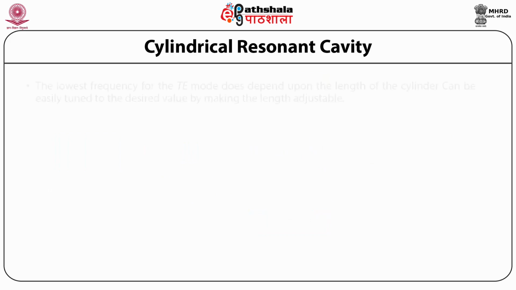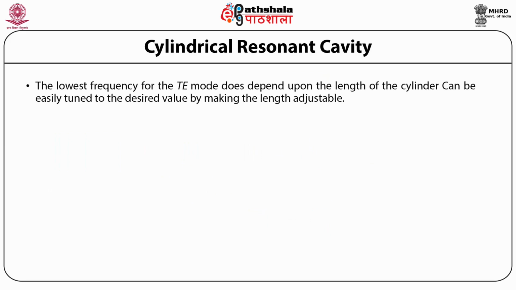So if we look at the lowest cutoff frequency for the transverse electric mode, then we see that this frequency does depend upon the length of the cylinder, in comparison to the fact that for the transverse magnetic mode, the lowest cutoff frequency was independent of the length of the cylinder. And hence, this frequency can easily be tuned to the desired value by making the length adjustable.